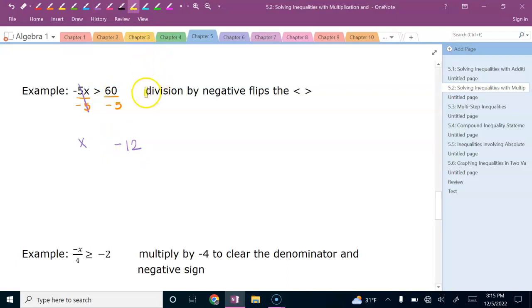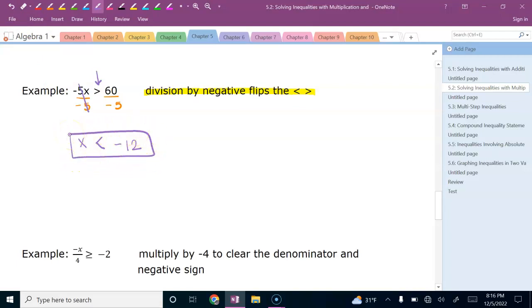But here's what they say over here. Division by negative flips the inequality sign. So because it starts as greater than, when I divide by a negative, I have to flip this sign around so it becomes less than. So it looks like that. x is less than -12.